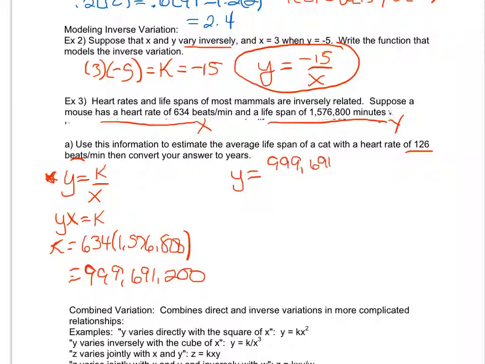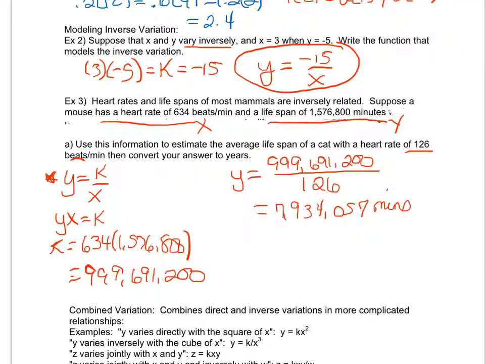And again, I know x is my independent variable, or I know my heartbeats is my x, my independent variable, because lifespan depends on my number of heartbeats. I put that into my calculator and I get 7,934,057 minutes, which is pretty meaningless to me.